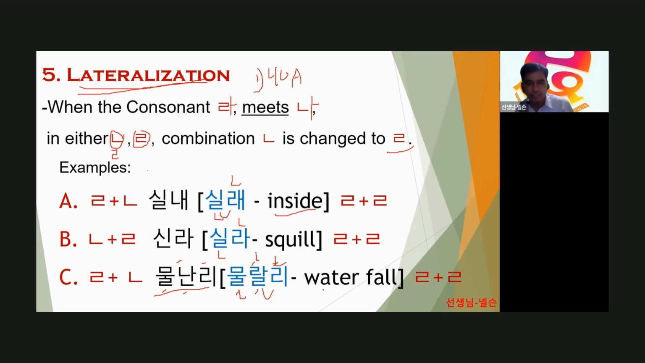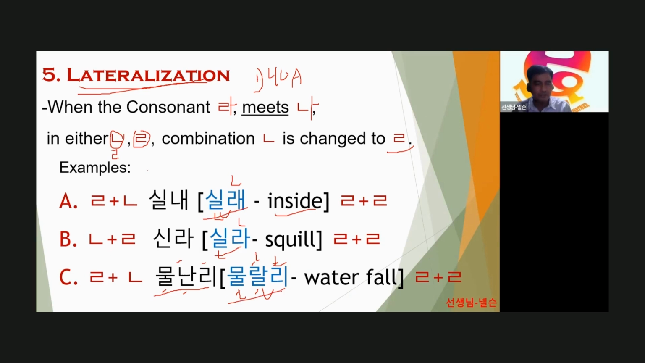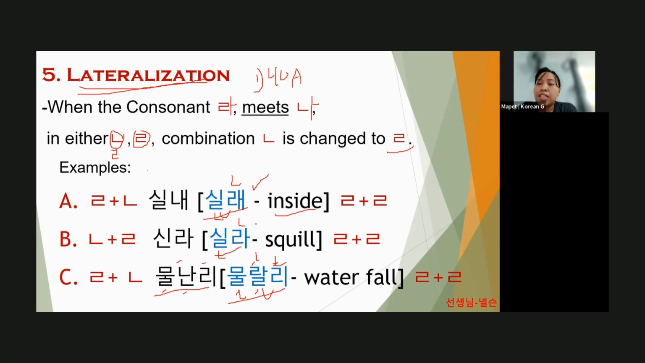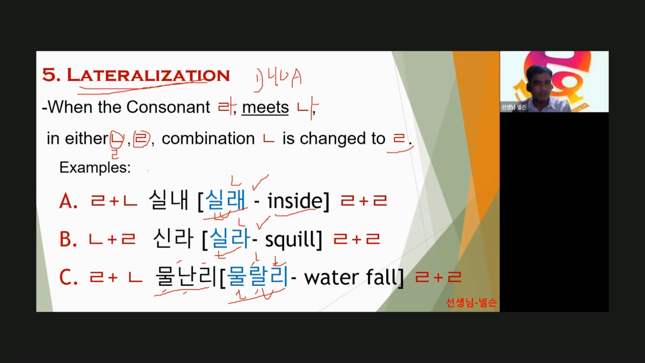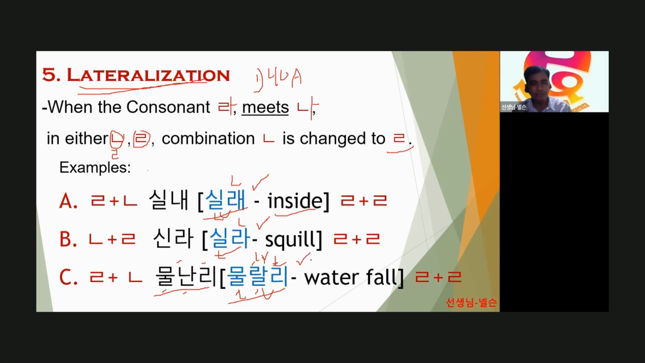Before you ask questions, Miss Mapet will participate first. Miss Mapet, can you read the 3 examples? Letter A, Silla. Letter B, Shilla. Letter C, Mullali. Okay, correct. Thank you for your participation, Miss Mapet. Do you have any question regarding lateralization?